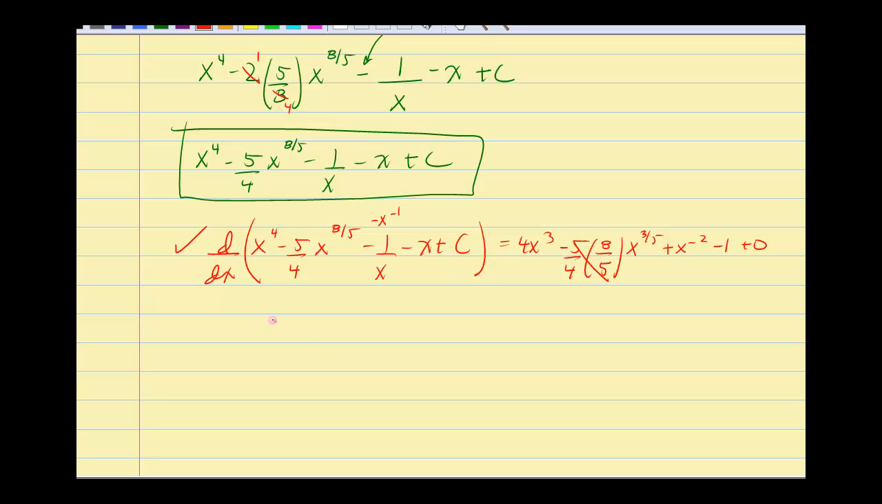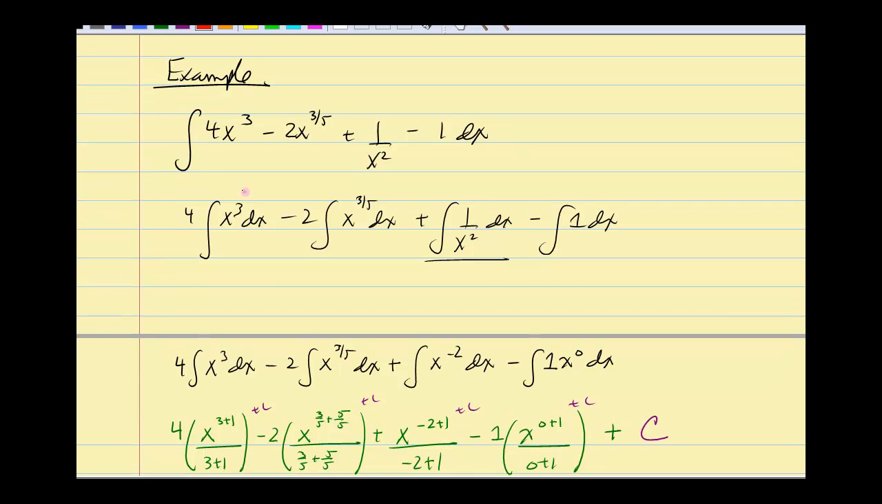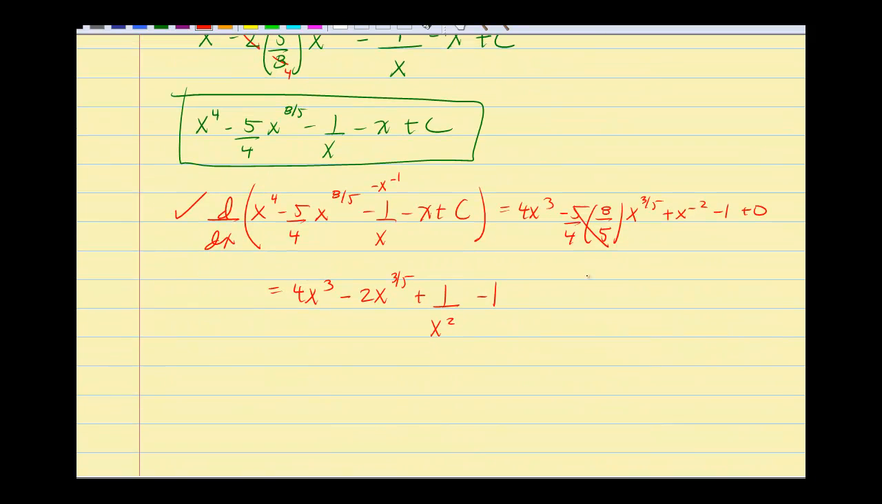So let's see if we can rewrite this and get this to match. 4x cubed minus 4/8, which is the same as 2, x to the 3/5, plus 1 x to the negative 2, which is 1 over x squared, minus 1. So this is what we're trying to check to see if this is right. So let's go look at our original and see if it matches. So here was our original, 4x cubed minus 2x to the 3/5 plus 1 over x squared minus 1. And it does match. So this checks. So that means this is the right answer.